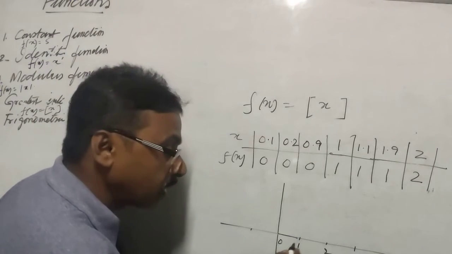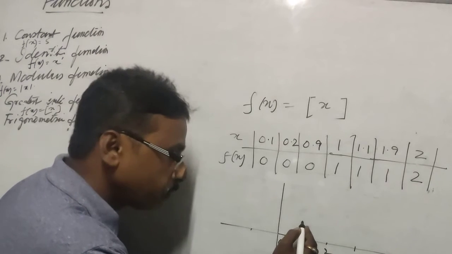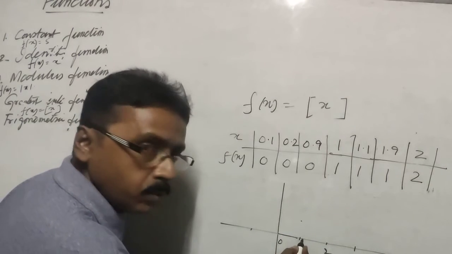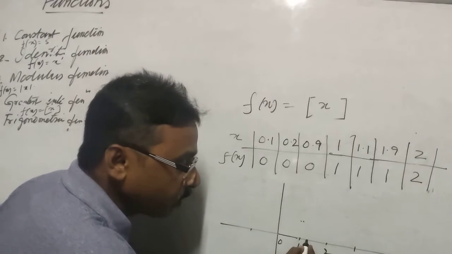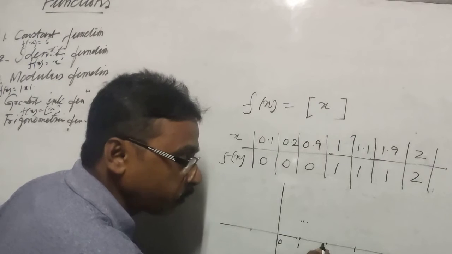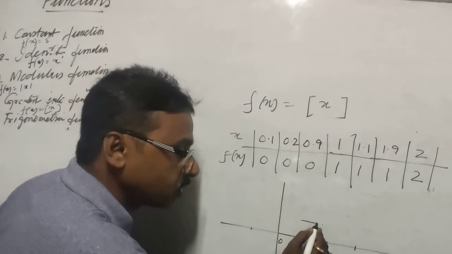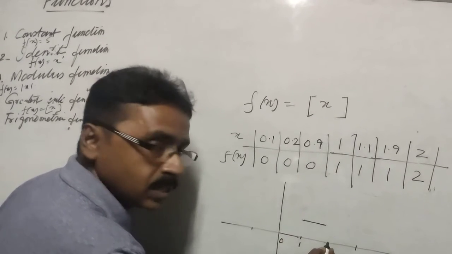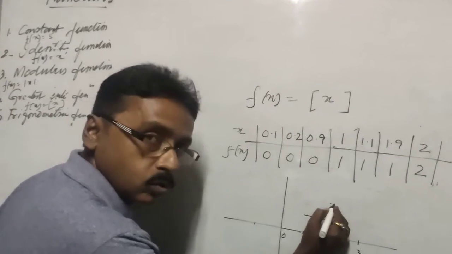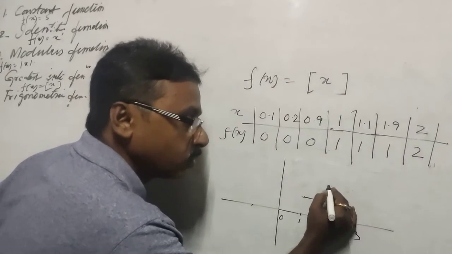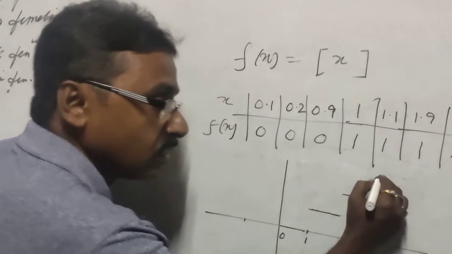But as soon as I am taking 1, then f(x) is 1, because 1 is the greatest integer less than or equal to 1. Now if I take 1.1, then the greatest integer less than 1.1 is 1 only. So this 1.2, 1 only, till 1.9 it is 1 only, very close to 2 it is 1 only. That means the graph is this. But if x is 2, then f(x) is 2. x is 2.1, f(x) is 2 only. Till 2.9 it will continue with the same value 2. Now x is 3, f(x) is 3.